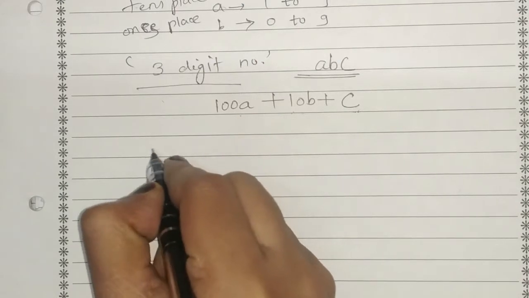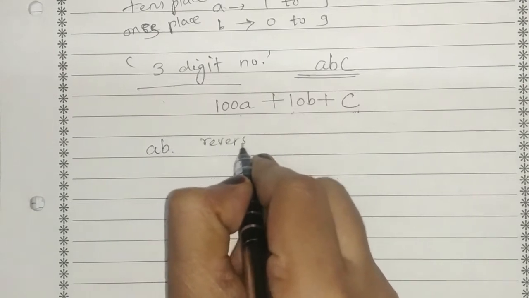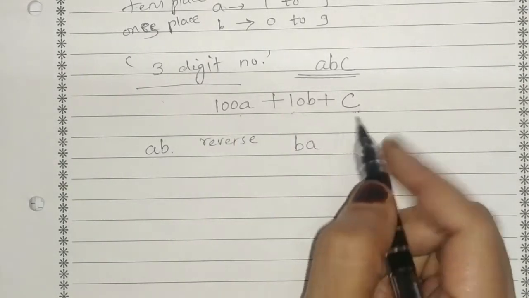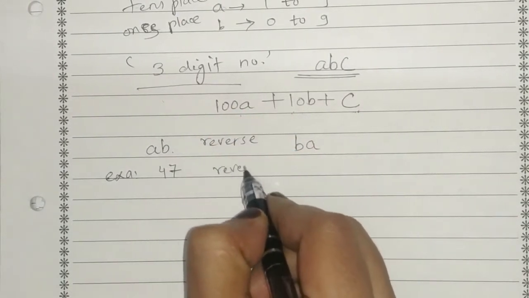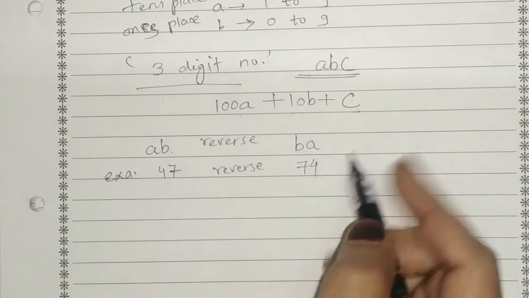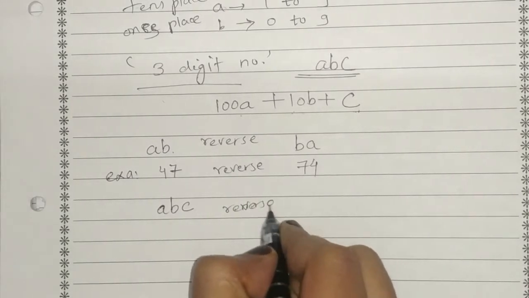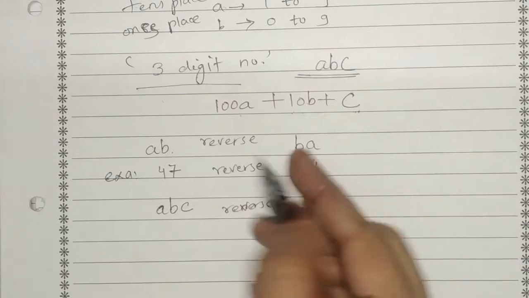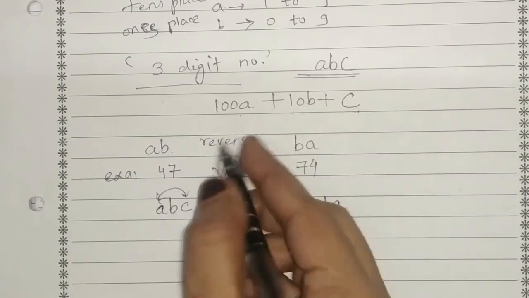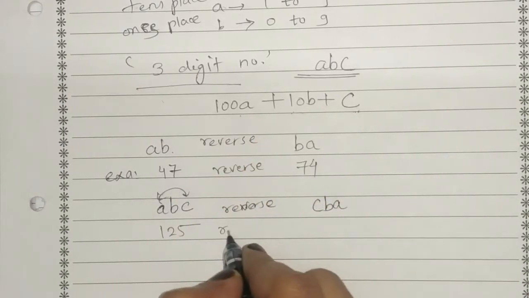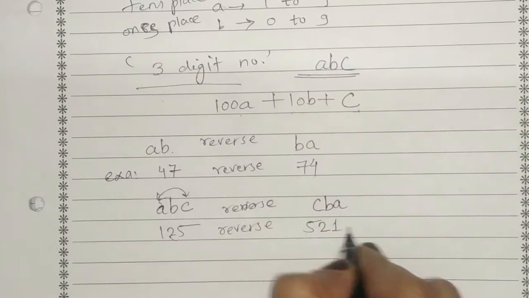So AB is any two-digit number, and its reverse will be BA. For example, if you have 47, then its reverse will be 74. And if a three-digit number ABC is there, then its reverse will be, the middle digit stays as it is, we just interchange C with A. It is going to be CBA. For example, if you have 125, if you reverse this number, the 2 stays as it is, and you get 521.